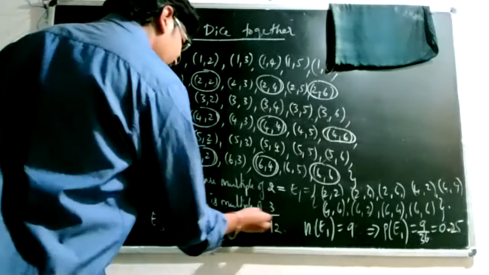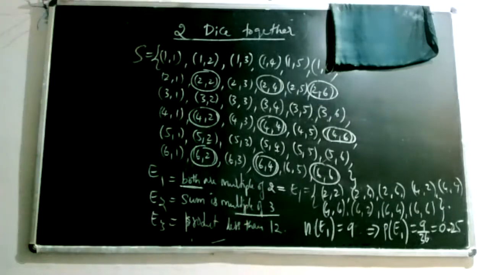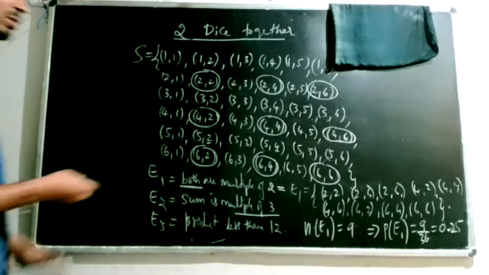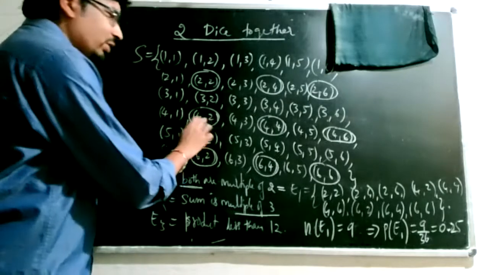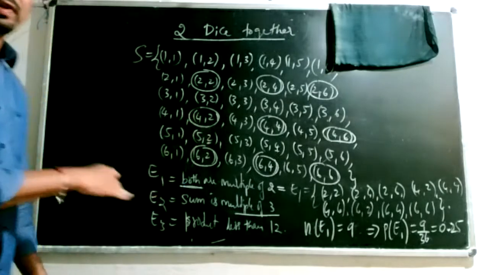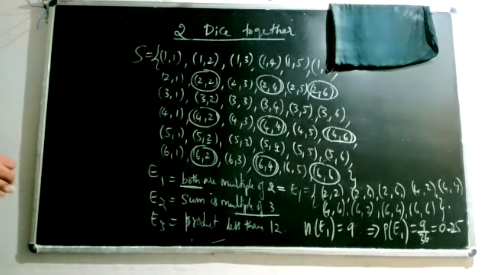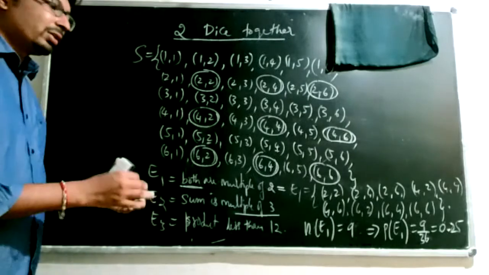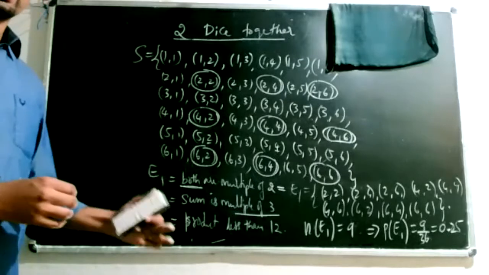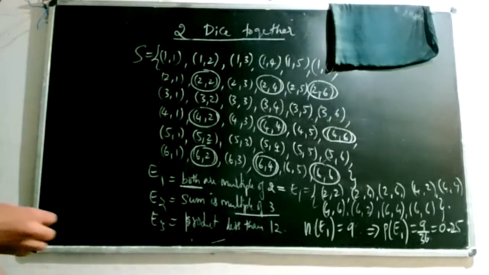Similarly, when I am interested in, say, the sum being a multiple of 3. That is, you will throw 2 dice, you will add both the outcomes and you see where the sum is producing a multiple of 3. That is, when you add, the total should be like 3, 6, 9, 12, 15, and so on.